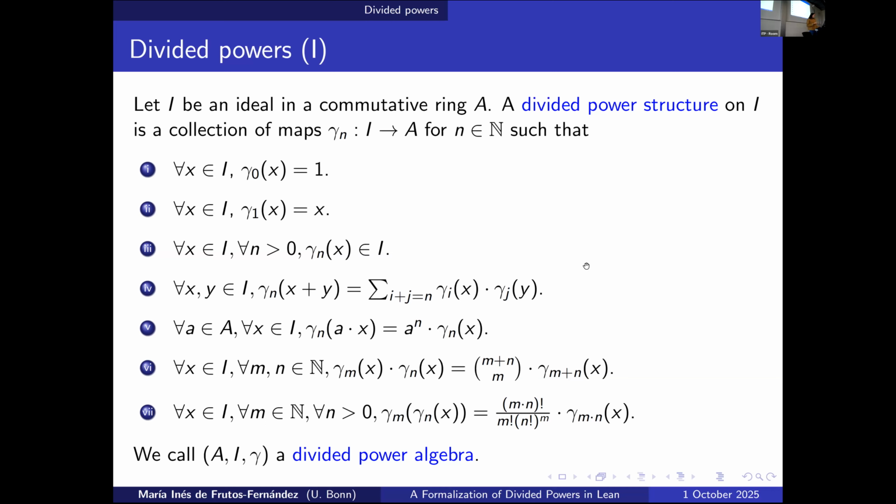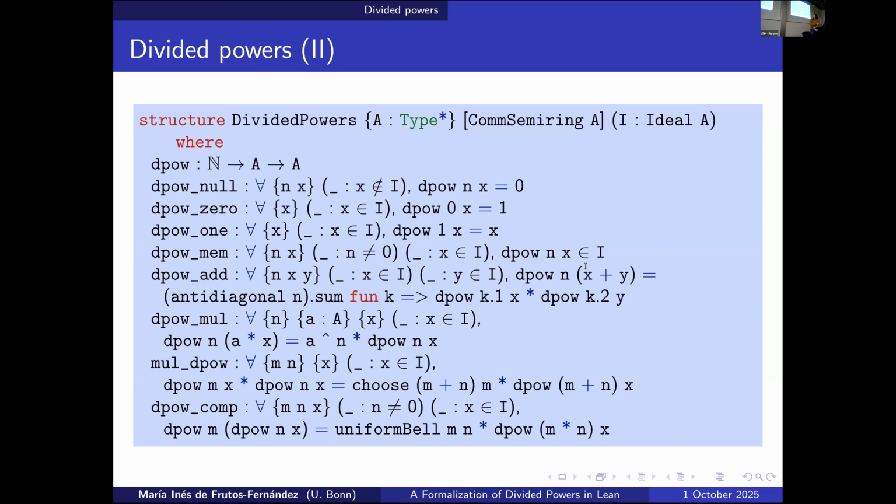If we have a triple composed by this commutative ring A, the ideal I, and the family gamma, we are going to call this a divided power algebra. In this slide, I have the Lean formalization of this definition. If you are familiar with reading Lean, you see that this follows quite closely the previous slide, but there are a few differences. So I'm going to focus on the differences between the two definitions.